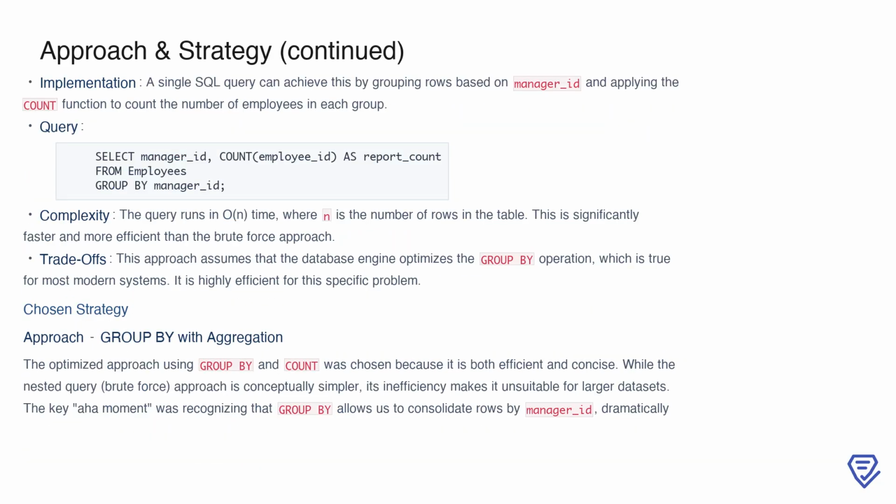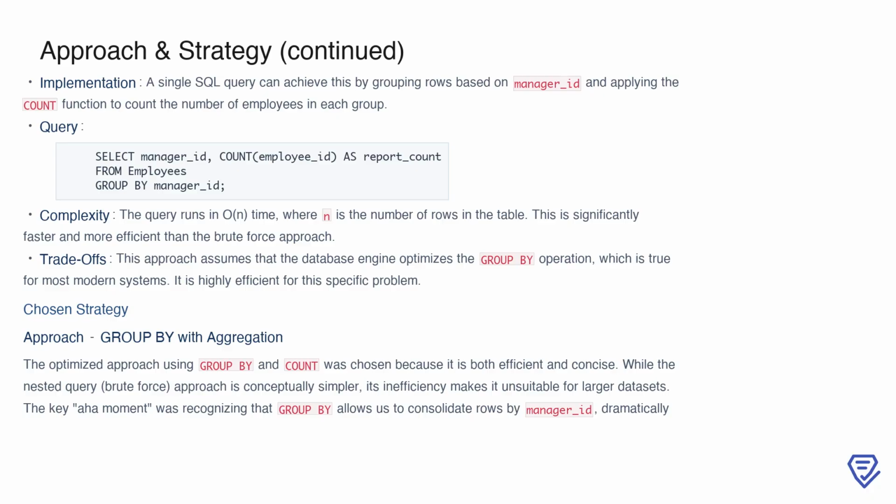The implementation of this optimized approach is straightforward. We use a single SQL query that groups rows by manager_ID and applies the count function to determine the number of employees in each group. The query looks like this: select manager_ID, count(employee_ID) as report_count from employees group by manager_ID. This query processes each row in the table exactly once, resulting in a time complexity of O(n), where n is the total number of rows.